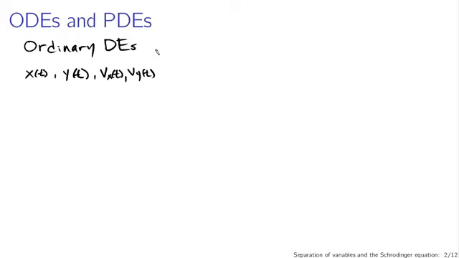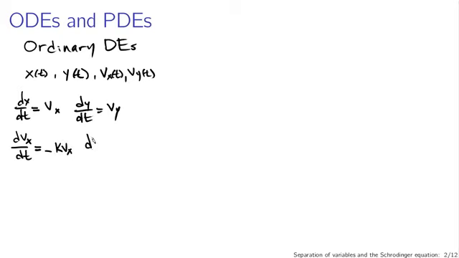What an ordinary differential equation might look like to govern the motion of this projectile would be something like the following. dx/dt is vx, dy/dt is vy. Nothing terribly shocking there. The position coordinates change at a rate of change given by the velocity, while the velocities change, dvx/dt is given by, let's say, minus k vx, and dvy/dt is minus k vy minus g.